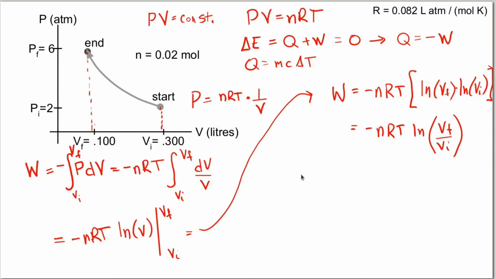Now, what about the heat in this process? Well, remember, heat is equal to minus the work. So we can tell heat equals minus work equals positive nRT natural log of V final over V initial. So this has shown us how to calculate both the work and the heat in an isothermal process, which is a slow process that does not change the temperature of the gas as it's compressed.